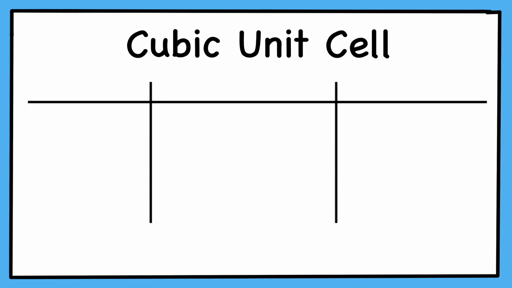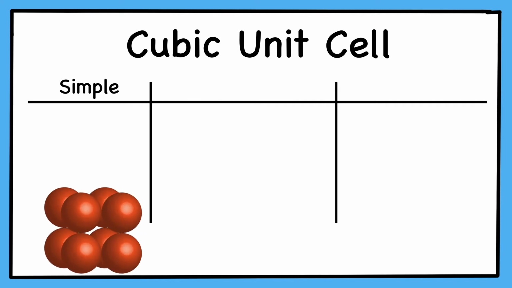There are three types of cubic unit cells we are going to go over today. The first is the simple cubic unit cell. This consists of a cube with one atom in each corner of the cube. The atoms touch each other along each edge of the cube, so the edge length of the cube is twice the radius of one atom.